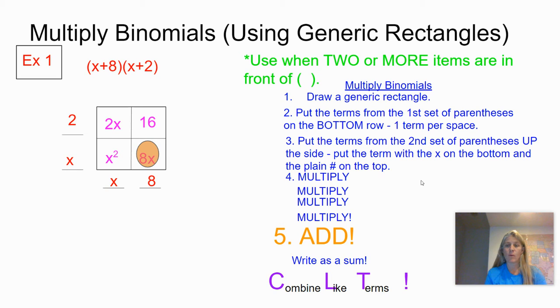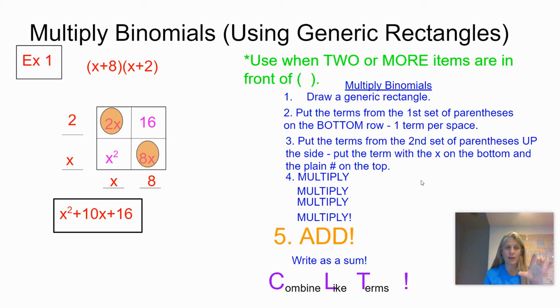So in this case, my only 2 that are the same is my 2x and my 8x. So we're going to go ahead and combine those together. So my answer is x squared. There's no other x squared, so it stays x squared. 8x plus 2x is 10x. And then there's nothing to combine my constant with. So that is going to be 16. So our answer for this problem is x squared plus 10x plus 16.